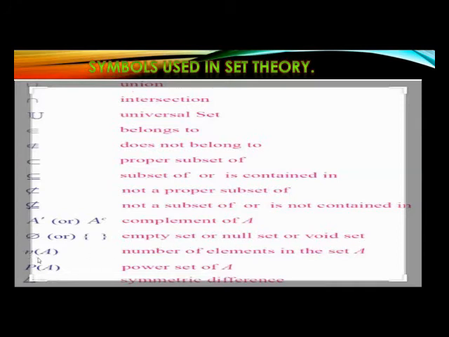Next is n(A). This is the number of elements in set A. So n represents number of, and A is the name of the set. So we read it as number of elements in set A. The next is P(A). P stands for power set of A.